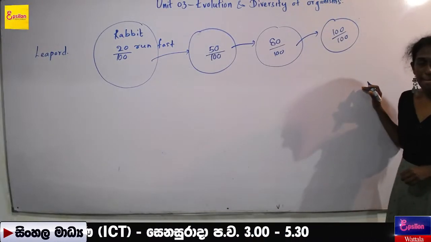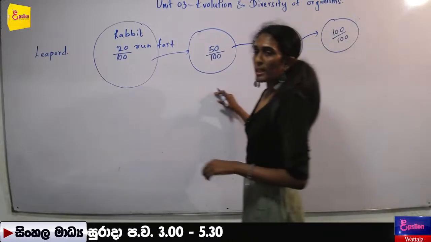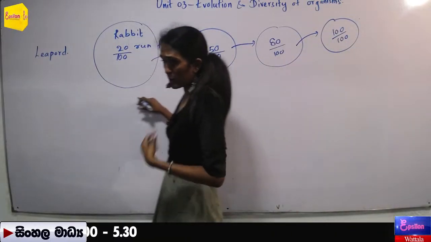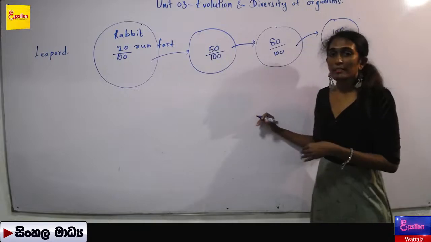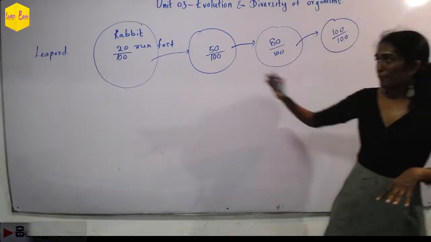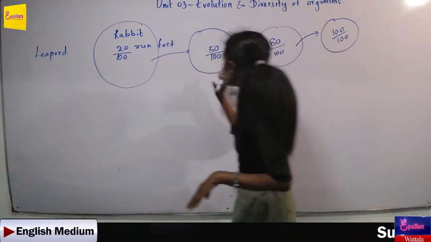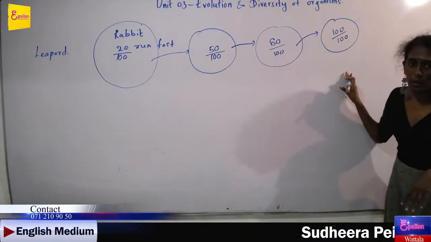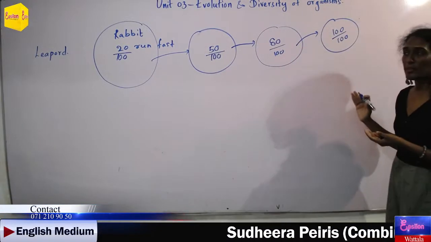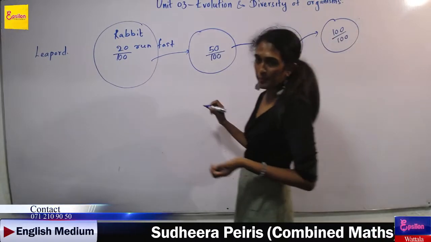With time, what happened? Changes in gene frequency. Actually, what happens there is that their gene frequency is changing. Frequency 20% was here, is 50%, now 80%, now 100%. Gene frequency is changed with time. Okay?